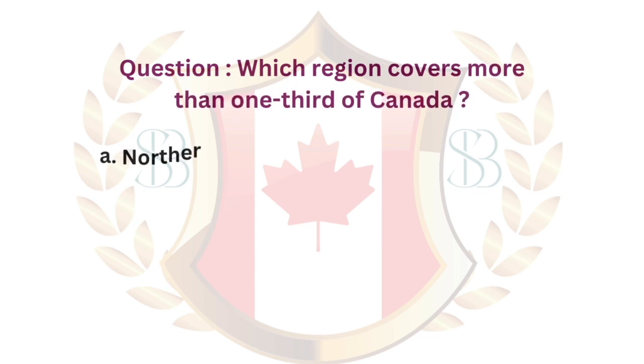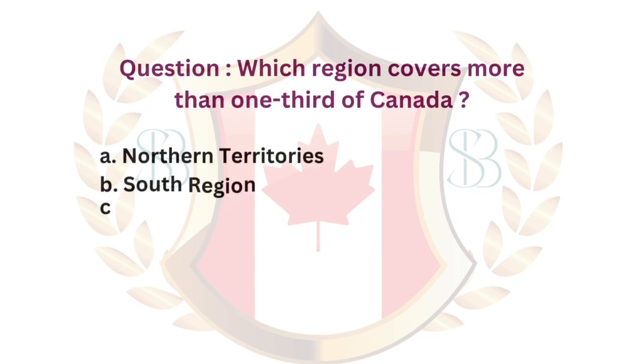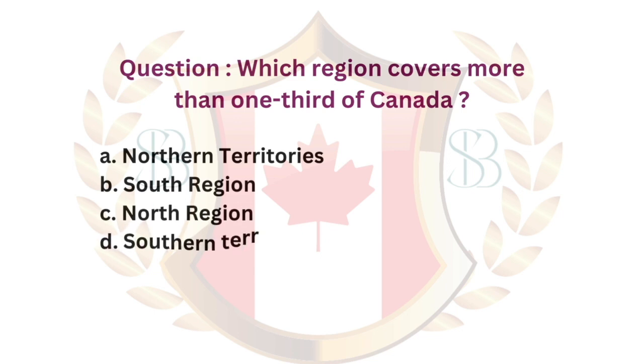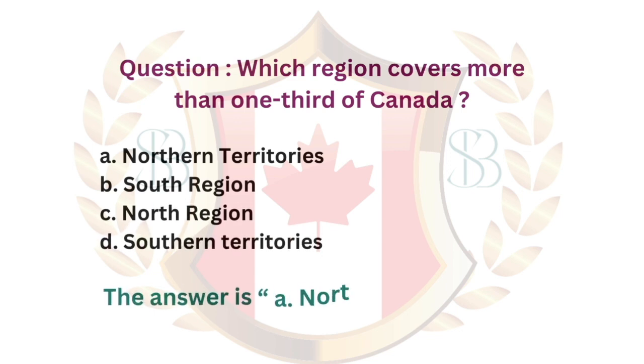Question: Which region covers more than 1/3 of Canada? A. Northern Territories. B. South Region. C. North Region. D. Southern Territories. The answer is A. Northern Territories.